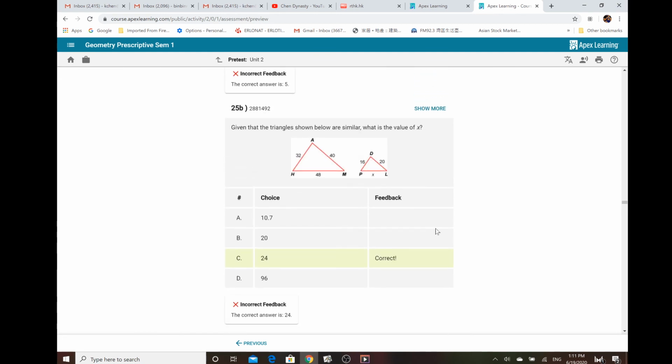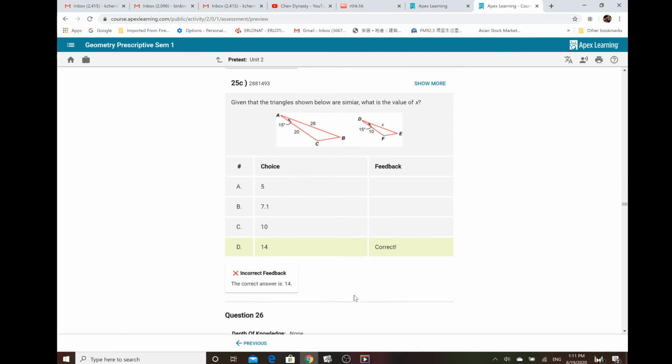So here's another one. Find the value of x. So this one you can set up the ratio, 32 over 16, which is the same as the ratio 48 over x. Comparison of the segments: the longest leg versus the longest leg, the shortest leg versus the shortest leg. So 32 over 16, that's 2, and then 48 divided by 2 will give you 24. So it's all about the proportionality.